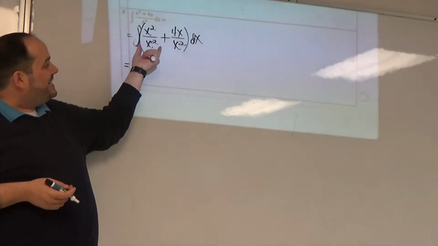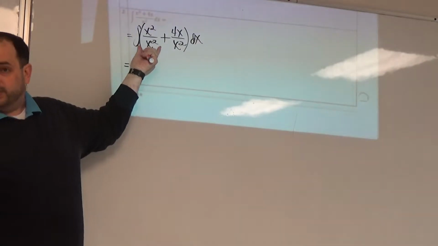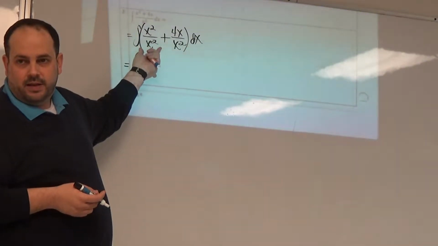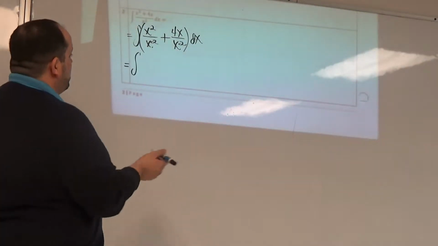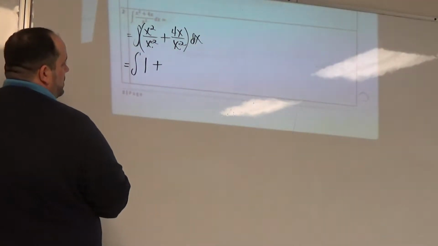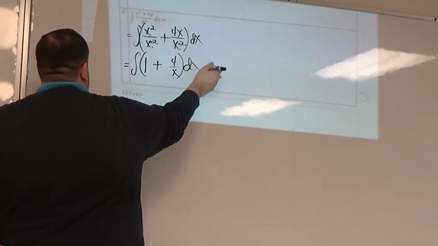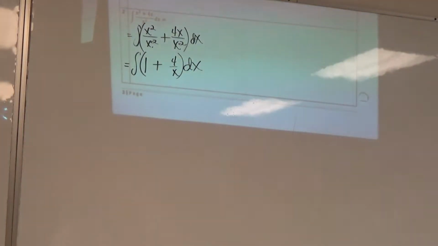But the reason is there's something now that you can do that you couldn't do before. What do you see? Isn't this 1? Yes, x squared over x squared is 1. Plus, what about over here? That's really just 4 over x. I don't know about you, but that's already a little bit better. A little more likely that I can find the antiderivative.